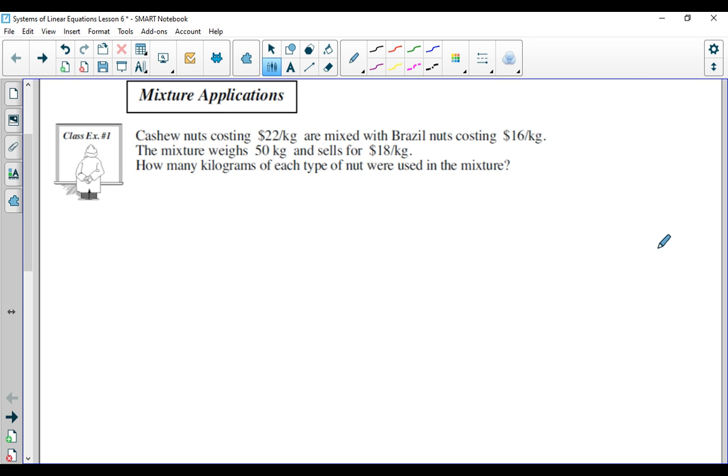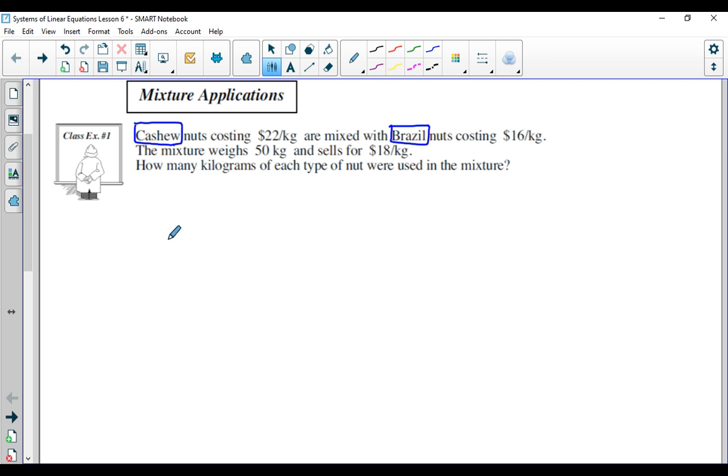Cashew nuts cost $22 per kilogram. That's your unit price. And they are mixed with Brazil nuts, which cost $16 per kilogram. The mixture weighs 50 kilograms and sells for $18 per kilogram. How many kilograms of each type of nut were used in the mixture? Okay, so the different types of nuts we have here are cashew and Brazil.